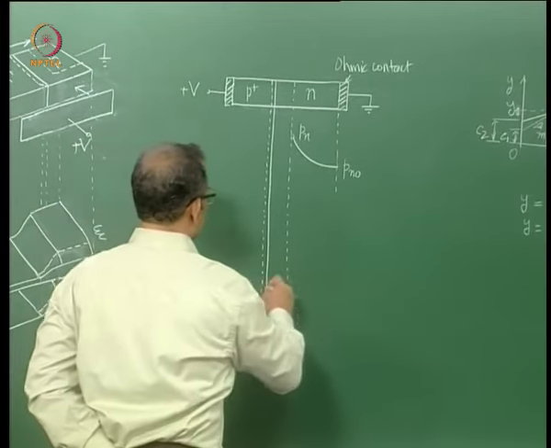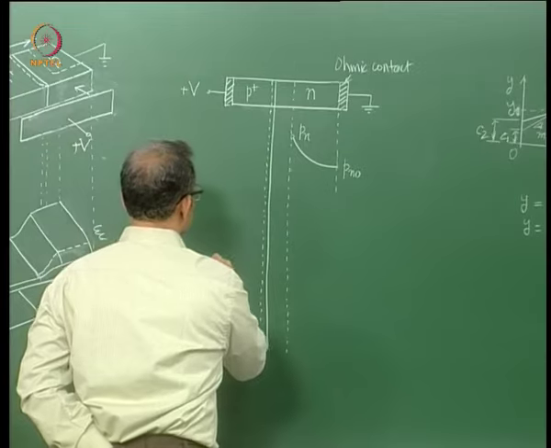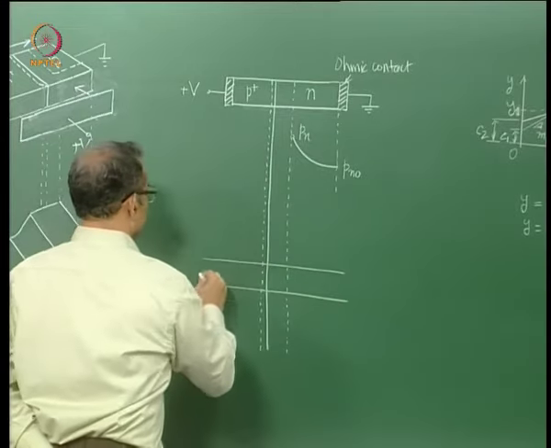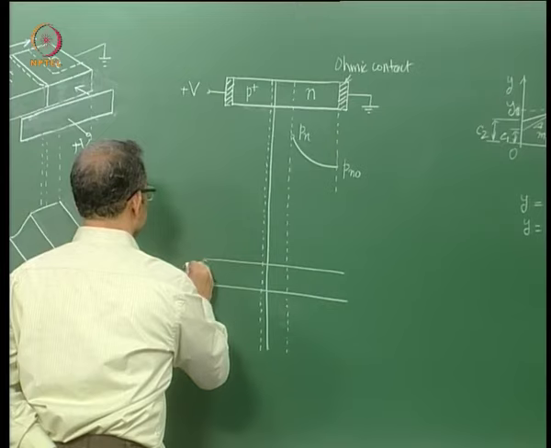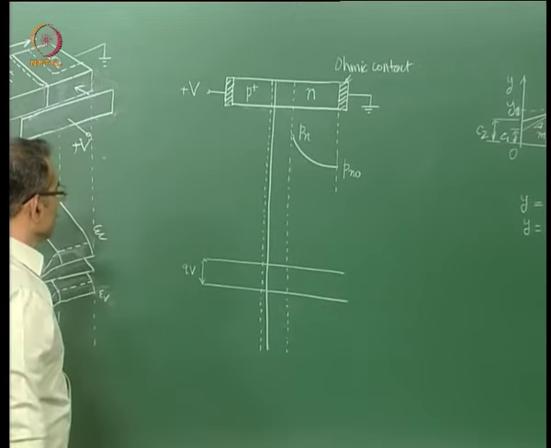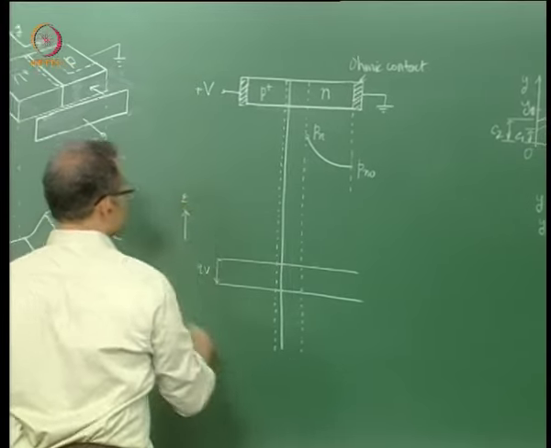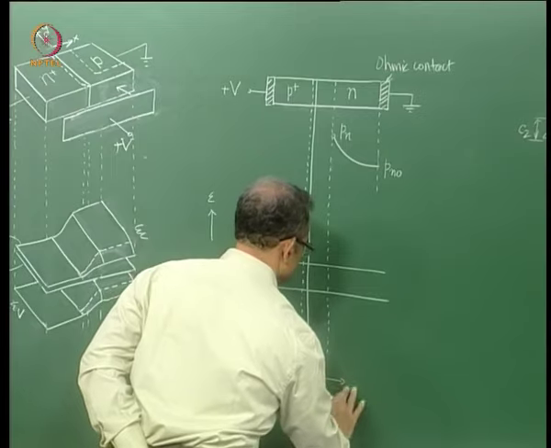So let us draw the band diagram. We first mark the applied voltage as two horizontal lines, the difference between which is Q times V. So this is energy and this is distance.